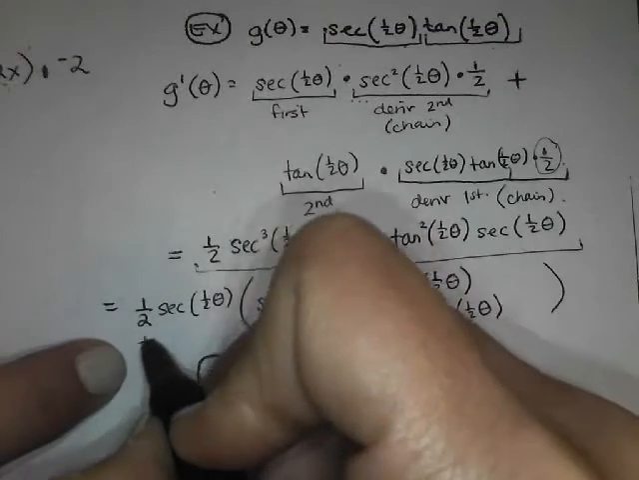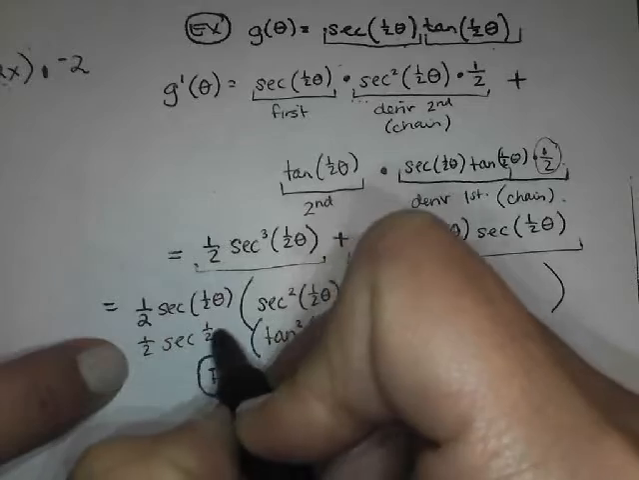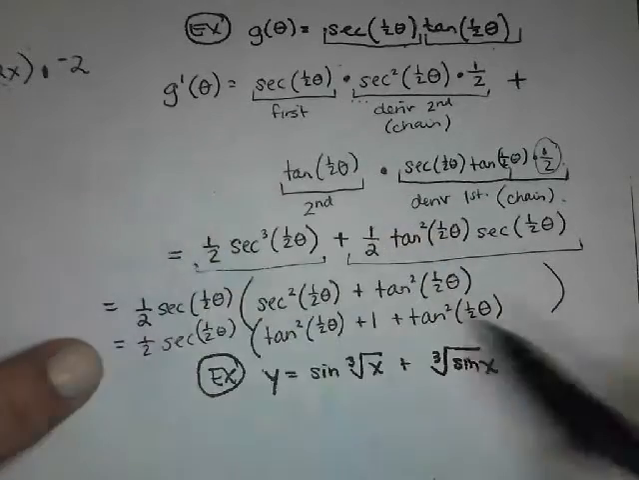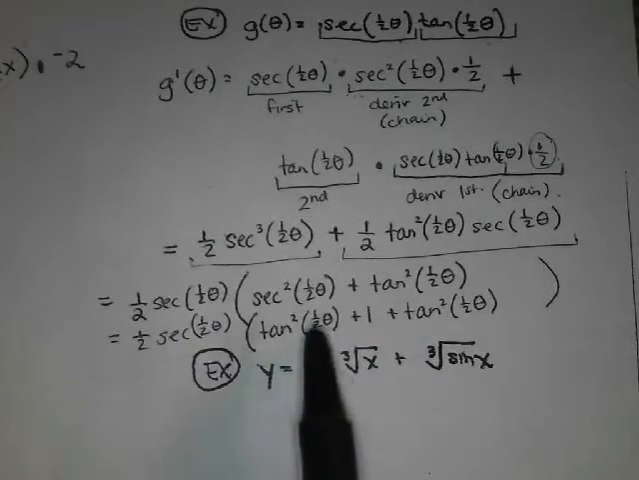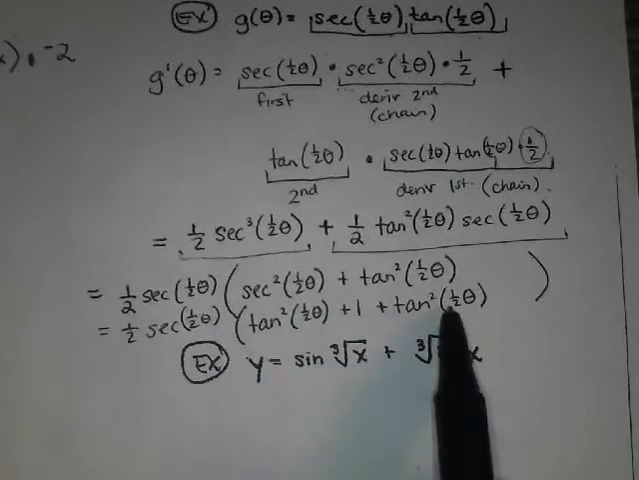Keeping this out in front the same. And then these two would combine. So it would just be 2 tangent squared of 1/2 theta in there.